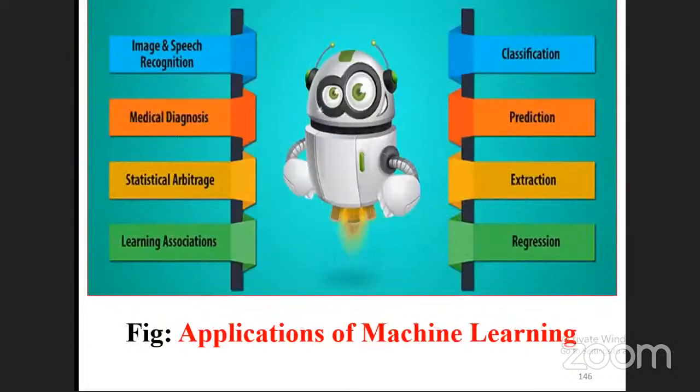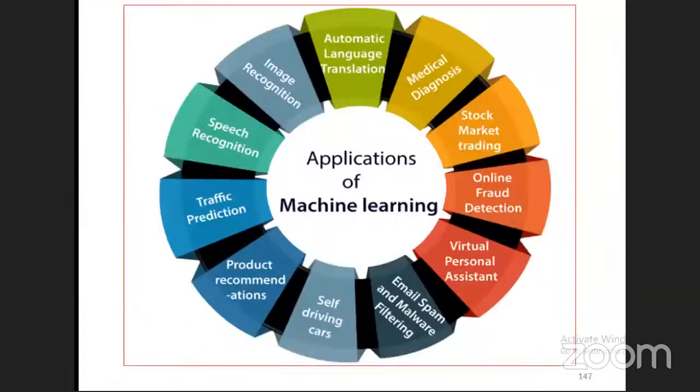Applications of machine learning, especially, my dear friends: image and speech recognition, medical diagnosis, statistical arbitrage, learning associations, classification, prediction, extraction, regression, various applications we are solving under machine learning. These are the applications: automatic language translation, medical diagnosis, stock market trading, online fraud detection, virtual personal assistants, email spam and malware filtering, self-driving cars, product recommendation, traffic prediction, speech recognition, image recognition, automatic language translation, etc.